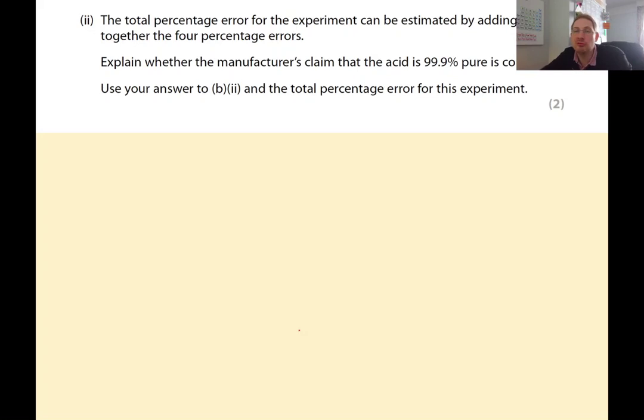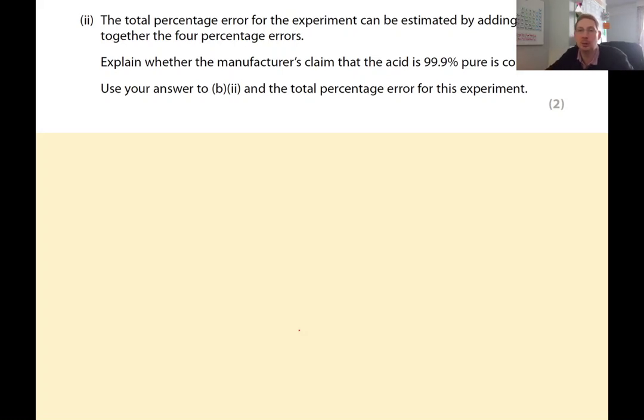This question really caught people out. I'm not sure whether you've seen this one before, you've probably forgotten it anyway. The total percentage error for the experiment can be estimated by adding together the 4 percentage errors. Explain whether the manufacturer's claim that the acid is 99.99% pure is correct.